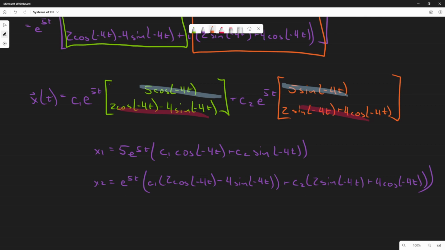Another way you can write this is e to the 5t multiplied by 2c1 plus 4c2 cosine negative 4t plus 2c2 minus 4c1 sine negative 4t. And so these will be our solutions, and this will be the answer to this problem. Now, a quick little disclaimer: if you use the lambda instead of the lambda bar, the answer will be slightly different. It should still give you the same thing. The only thing that's changing are the signs, but that will also be a valid solution.